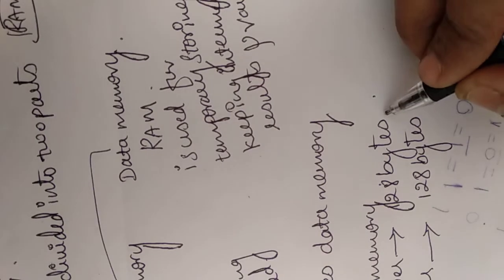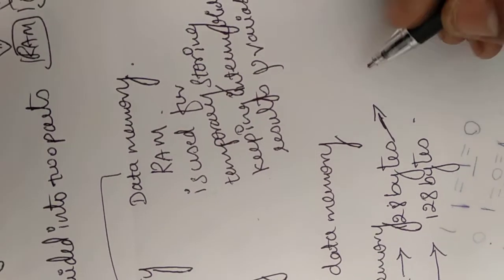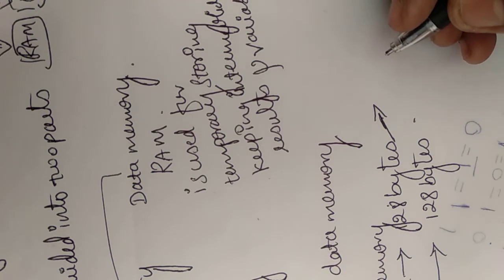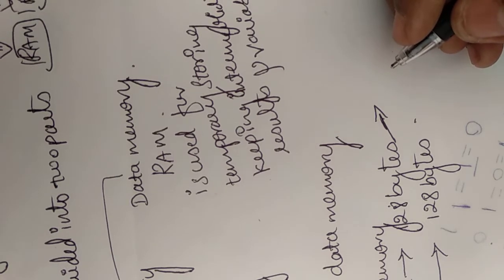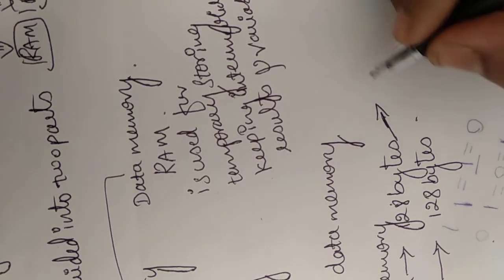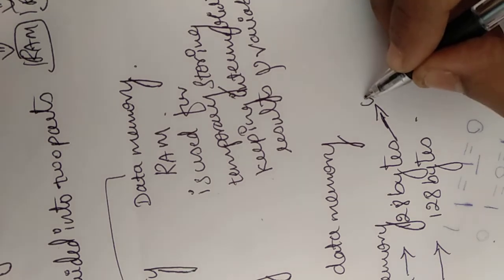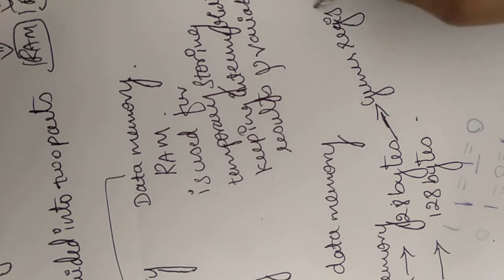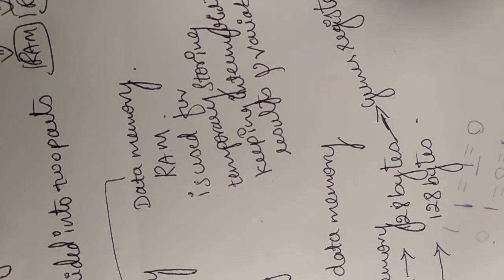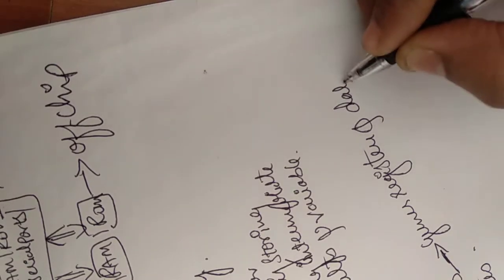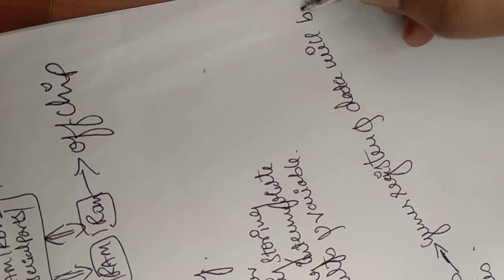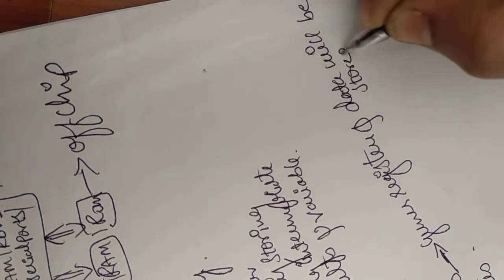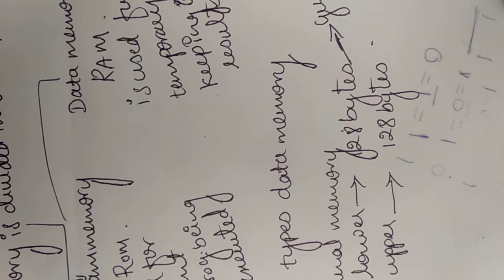These lower bytes are used for general registers, and data will be stored in the lower bytes. This lower area will be used for general registers and data storage.